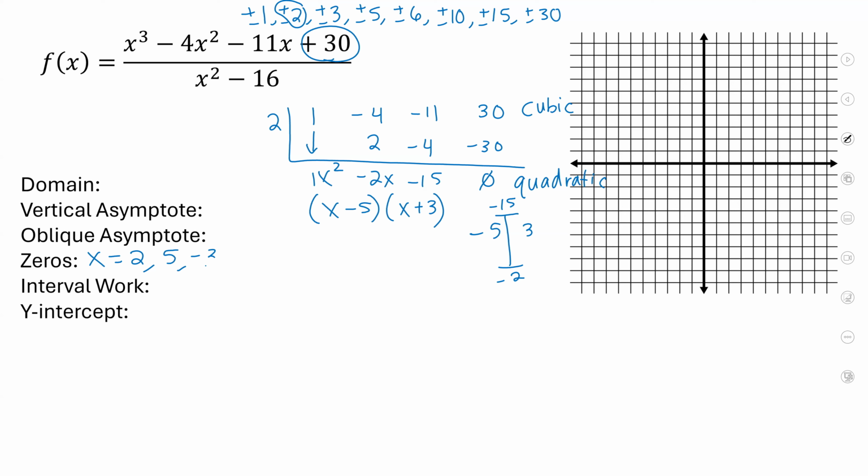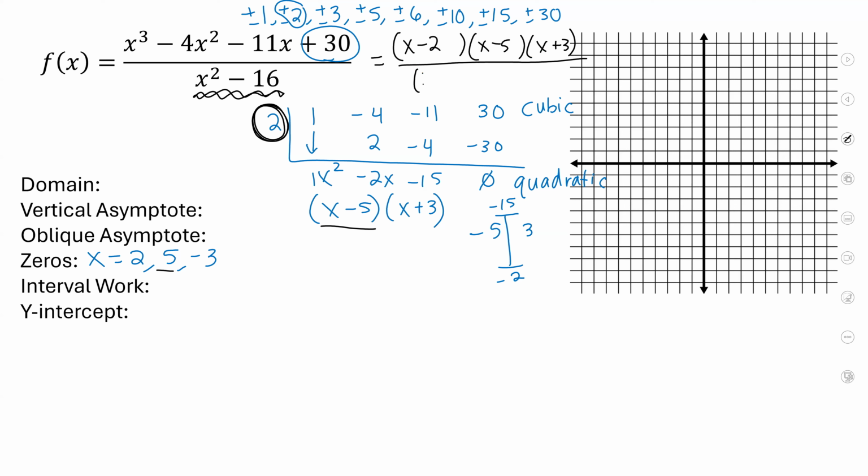5 and -3. Perfect. Okay, so guys, to answer these questions, it's easy to look at it in factored form. So guys, if I had this 0, 2 in factored form, how would you write it? Exactly, x minus 2. The 5 in factored form is right here, x minus 5, and then x plus 3. So that is the numerator factored. Do you guys know how to factor this denominator? It'll be x plus 4 and x minus 4.